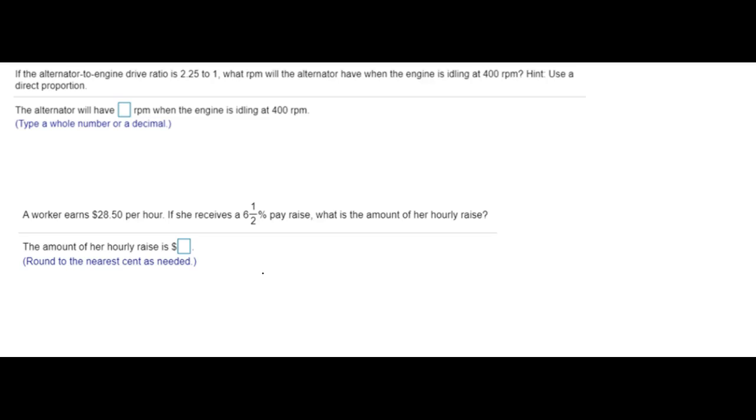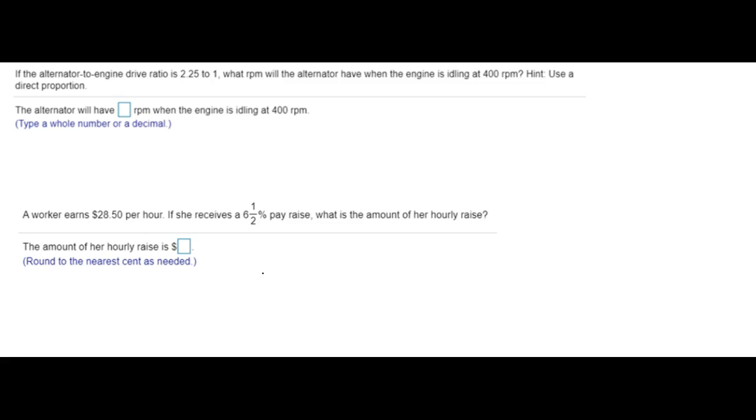If the alternator to engine drive ratio is 2.25 to 1, what RPM will the alternator have when the engine is idling at 400 RPM? And they give us a hint here to use a direct proportion.